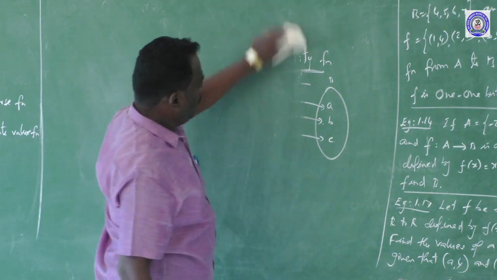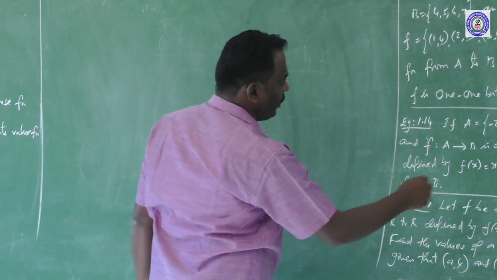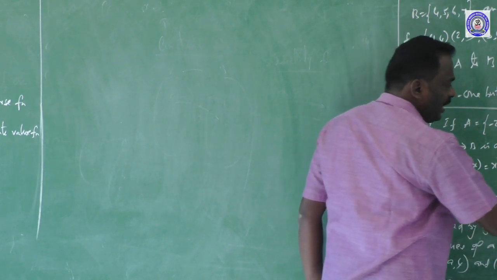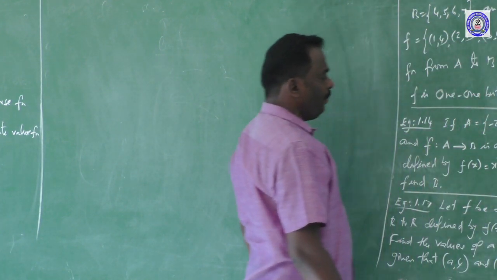Now, the next one is called what? It is bijective. The next one is called what? It is bijective function. A bijective function says that it is one-to-one.